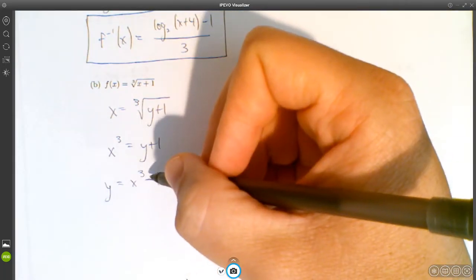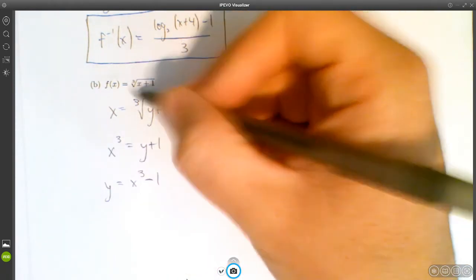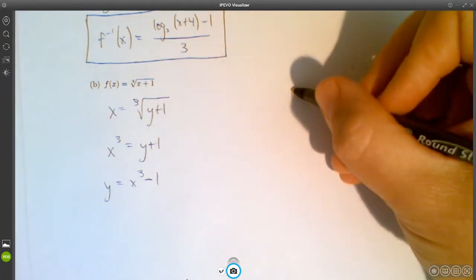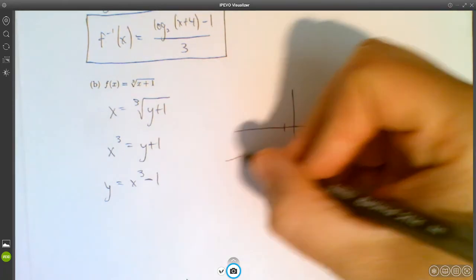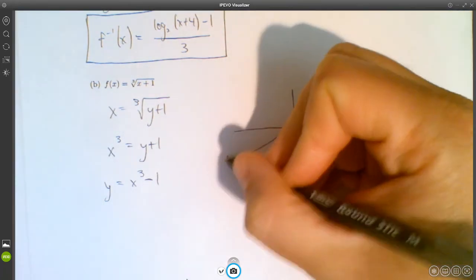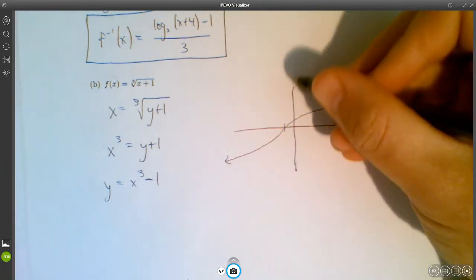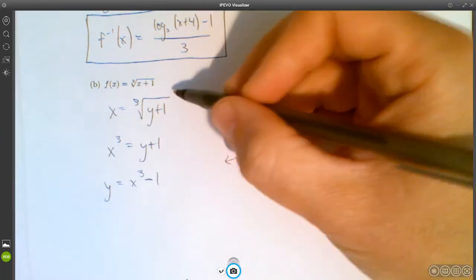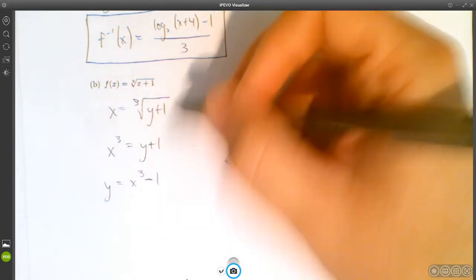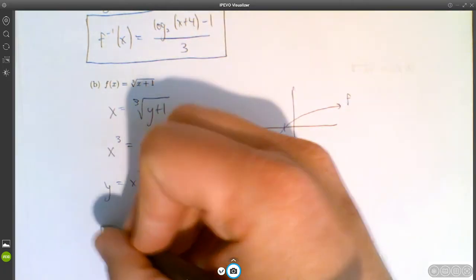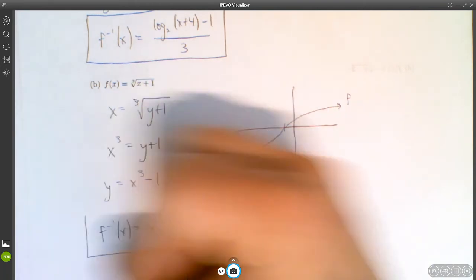Now, I need to make sure that the standard domain of this function matches the range of the original function. What's the range of the original function? Well, it's a cube root function shifted left 1, so it looks something like this. The range of this function, f, is going to be all real numbers. So the standard domain of the inverse already matches the range, so I don't need to restrict the domain. f inverse of x is just x cubed minus 1.